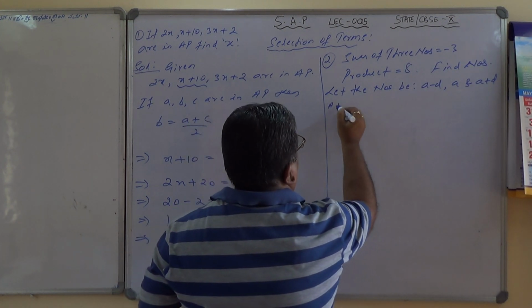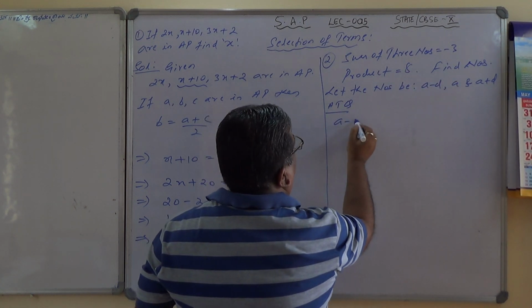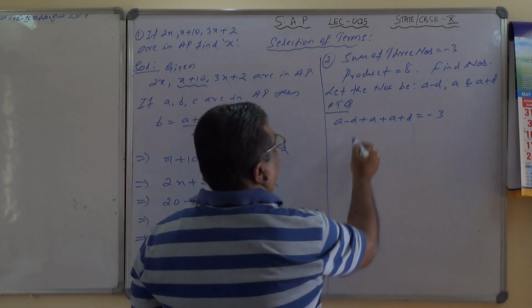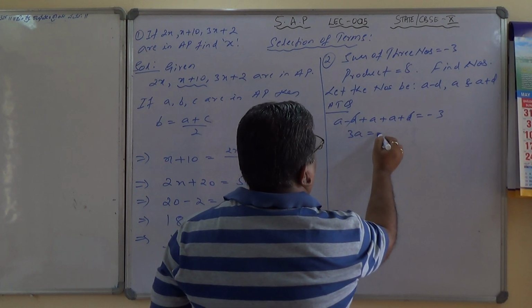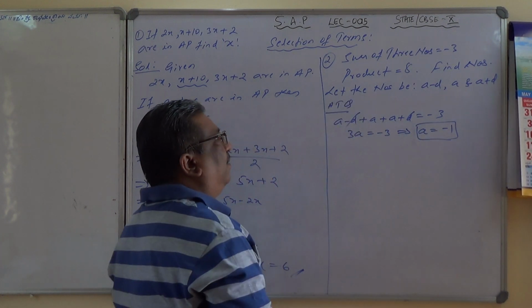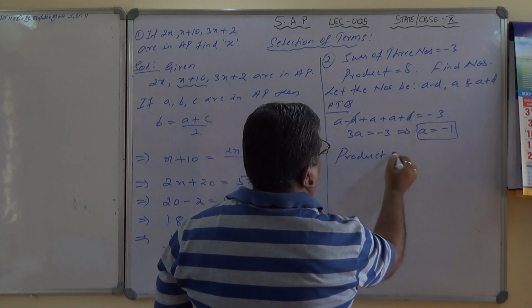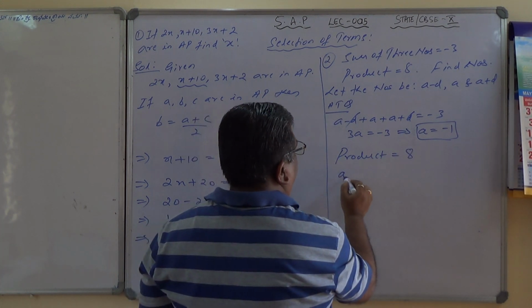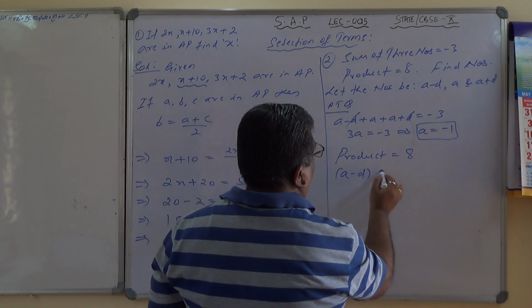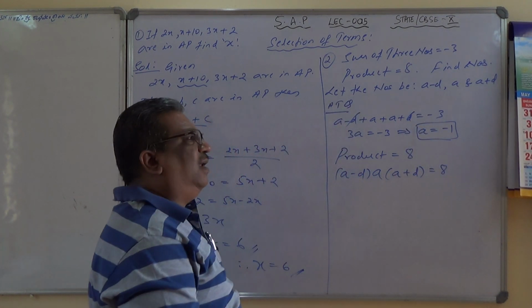According to the question, the sum is minus 3. a minus d plus a plus d equals minus 3. So here d cancels. 3a equals minus 3, which implies a equals minus 1. You got a equals minus 1. Now the product is 8. So a minus d into a plus d into a equals 8. Substitute the value and get the answer here.